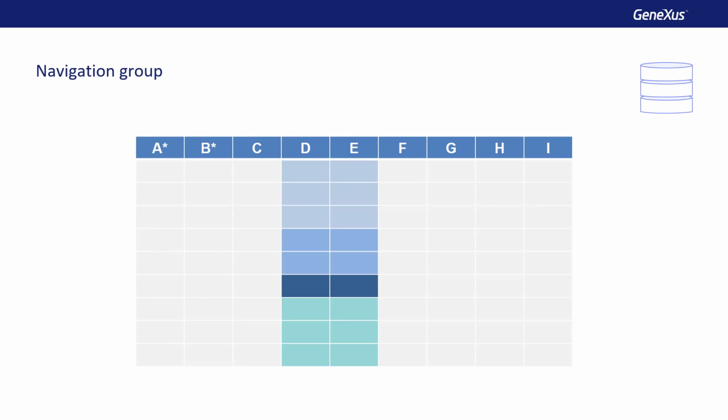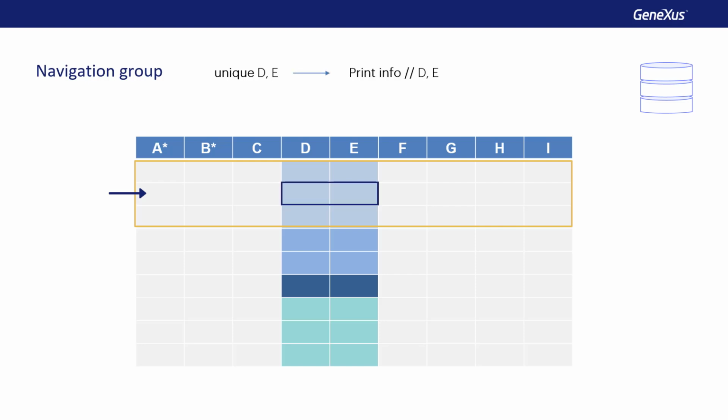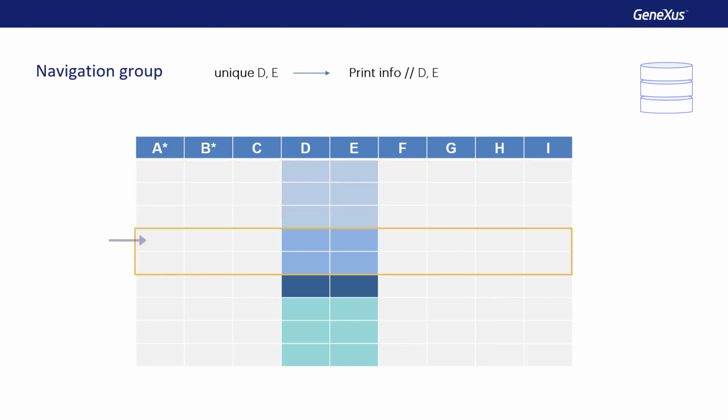When the value of a set of attributes is repeated for many records, in this example, D and E, we can use the unique clause to work with one or all the records whose value is repeated, as if it represented the group. For example, printing the values of those attributes, since they'll be the same for all the records of the group, and then moving on to the next group to do the same, and so on until using all of them.